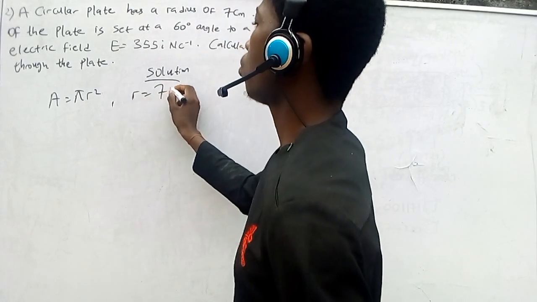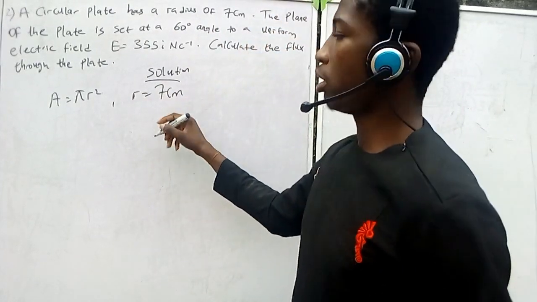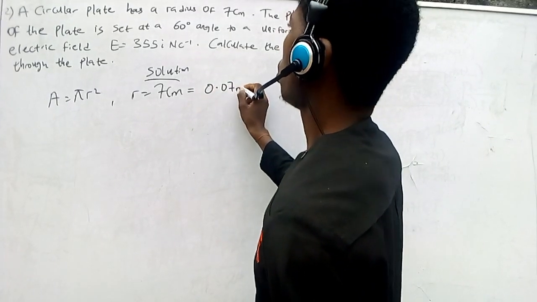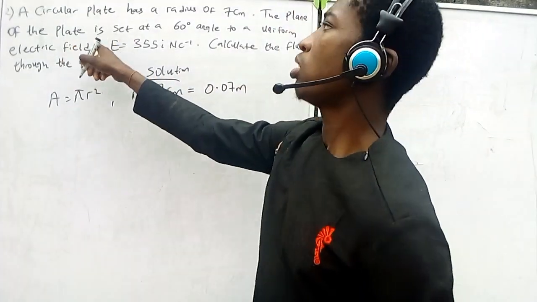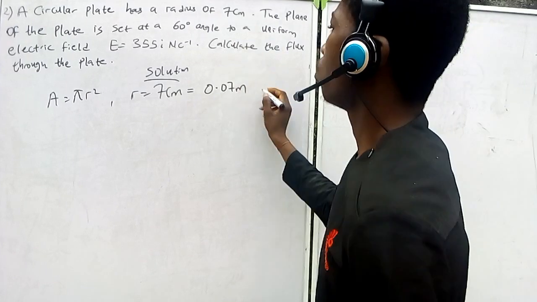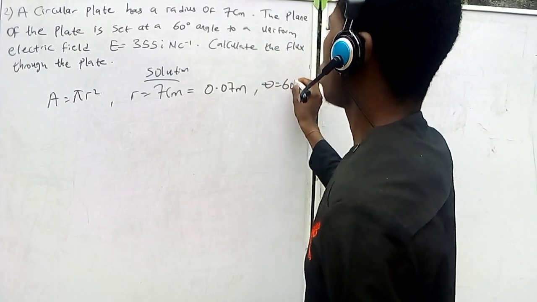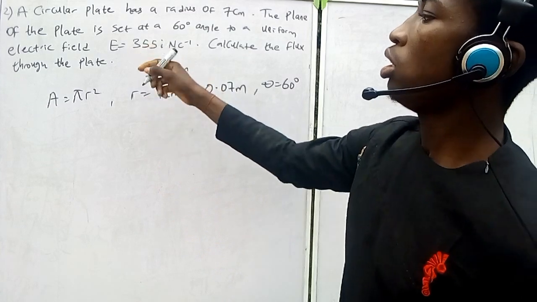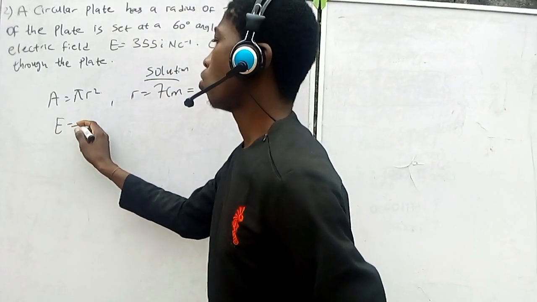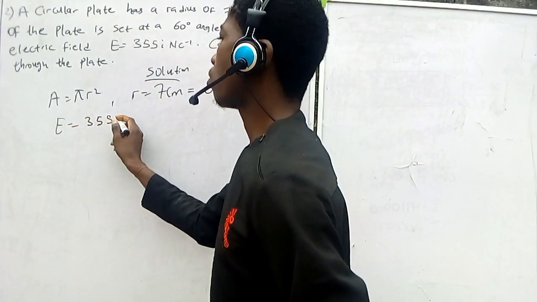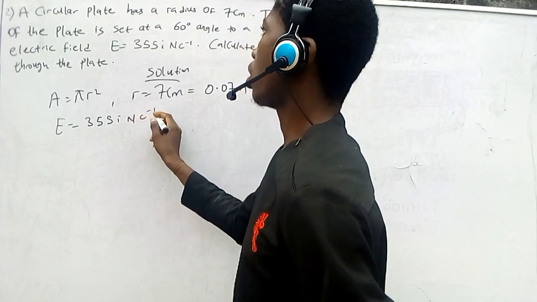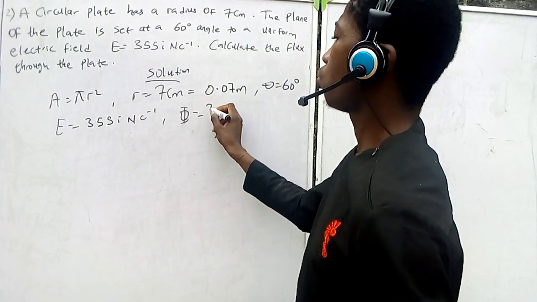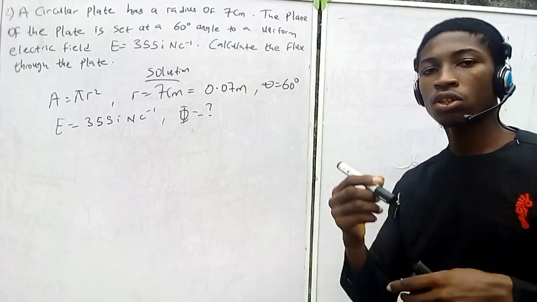It has a radius of 7 cm, so you convert cm to meters by dividing by 100, and now you use 0.07 meter. The plane of the plate is set at a 60 degrees angle, so our theta is 60 degrees. The uniform electric field E equals 355 i Newton per coulomb. Calculate the flux through the plate. Now let's understand a few things.